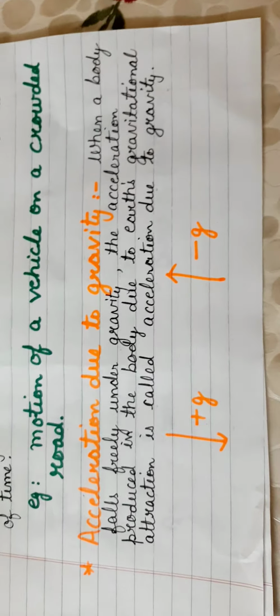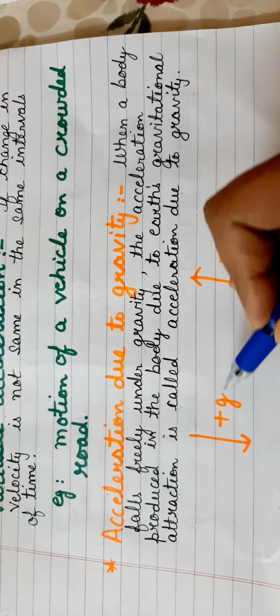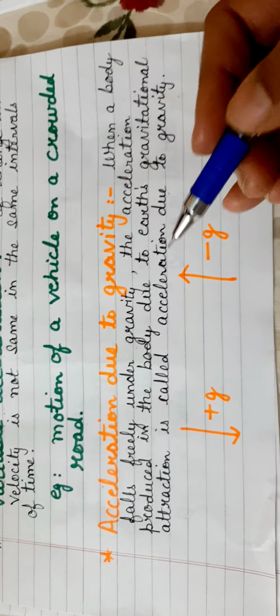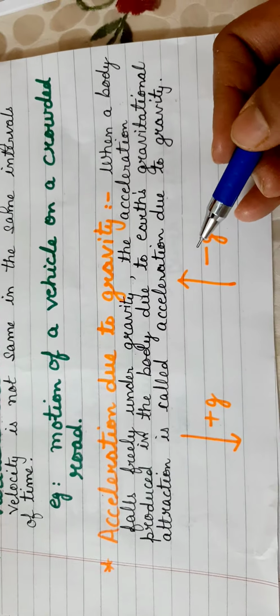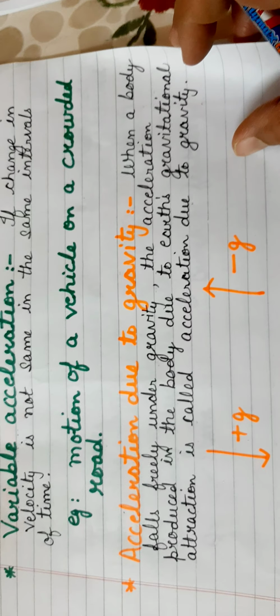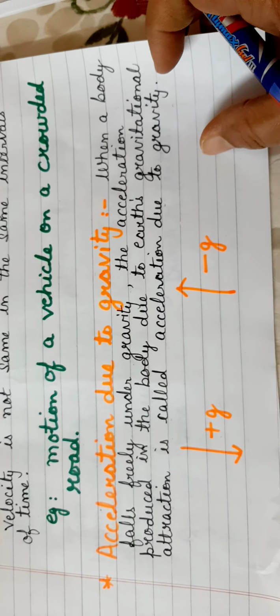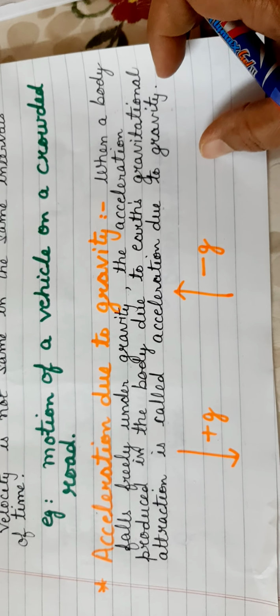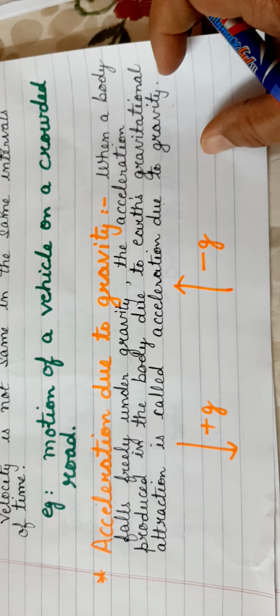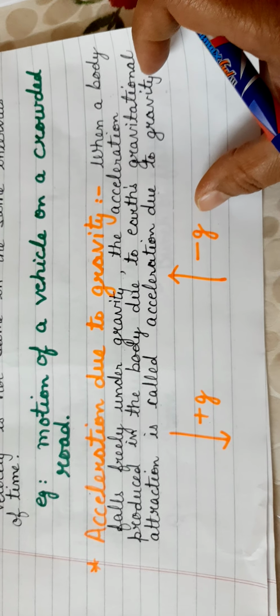Now it is very important for you to know that when the object is falling towards the earth, the value of g is positive and it is considered to be 9.8 meters per second square. And when an object is thrown upwards, that is against the force of gravity, then the value of g is considered to be negative because it is opposite to the force of gravity. Remember this. So when a body is falling towards the earth, the value of g will be plus 9.8 meters per second square. And when the object is thrown upwards, the value of g would be minus 9.8 meters per second square.